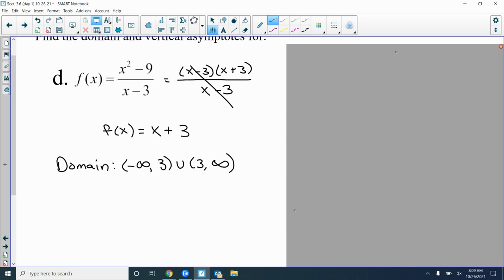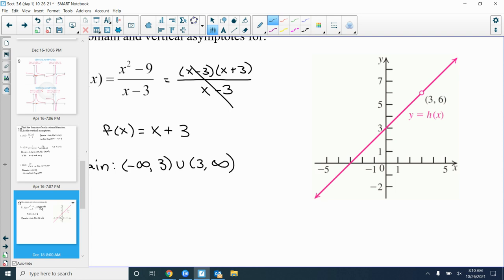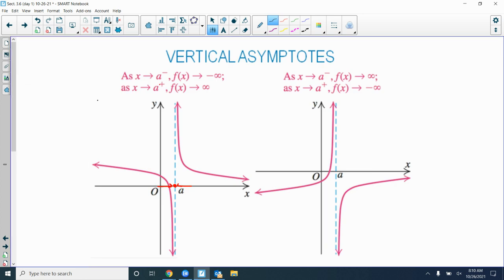But here's what you got to watch. There is no vertical asymptote. This is what that graph will look like. This is a case where it breaks down to a line with a hole at that point. That is not a vertical asymptote. A vertical asymptote must, let me go back here, okay, if you got a vertical asymptote, it must go towards infinity or negative infinity around that value. This one doesn't do that. It's just undefined there.